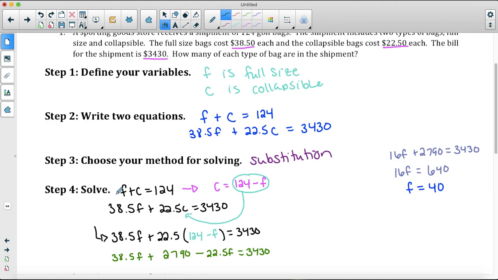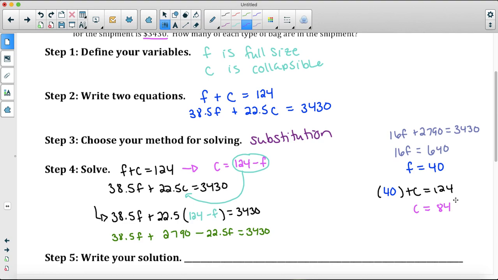So I'll take my first equation, f plus c equals 124. My f is 40, plus c is equal to 124. So in order to solve, I just subtract the 40. So c will equal 84.